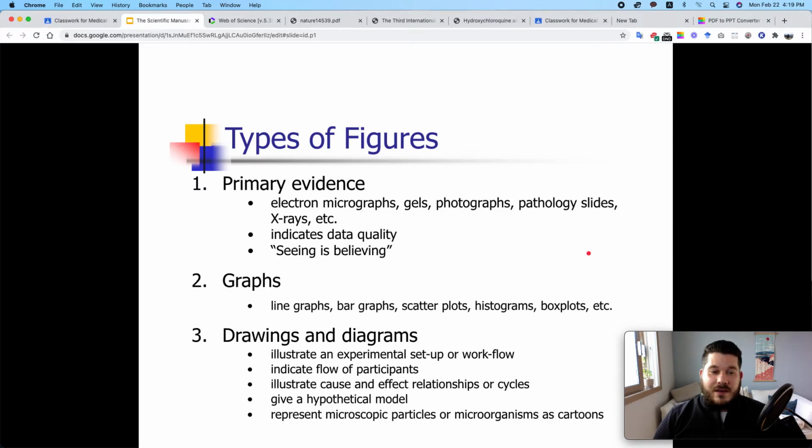A graph would be an example that is not primary evidence. You're taking the data and you are doing a statistical analysis and you are manipulating it in a specific way. Not necessarily in a negative way, hopefully not. And you can do that in many ways: bar graph, line graph, scatter plots. We're going to go over some examples. But you can also have diagrams or flowcharts. So especially in the methods section, if you are describing a specific sort of treatment or methodology, which you might have developed as a medical doctor, a specific way to do a surgery or a specific way to treat a patient, you might want to give a diagram.